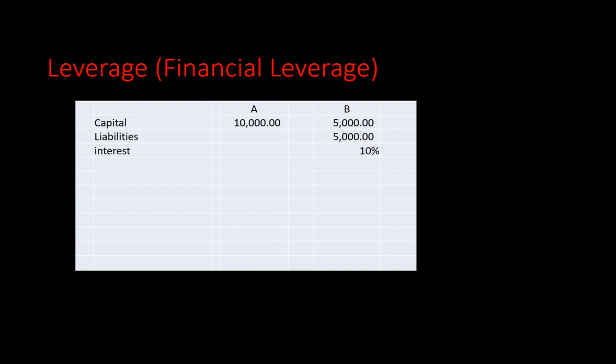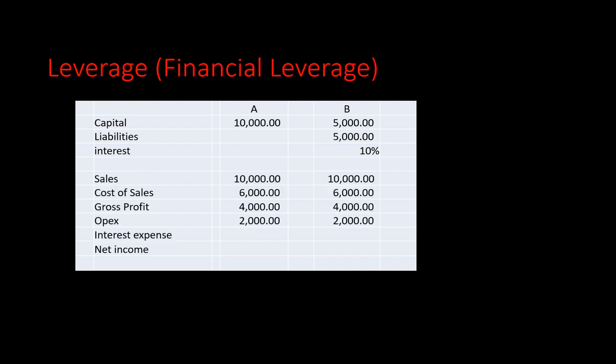Let's assume that all costs are variable. Now when we say variable, your cost of sales and operating expenses will move in the same percentage, or will have a constant percentage, of your sales.